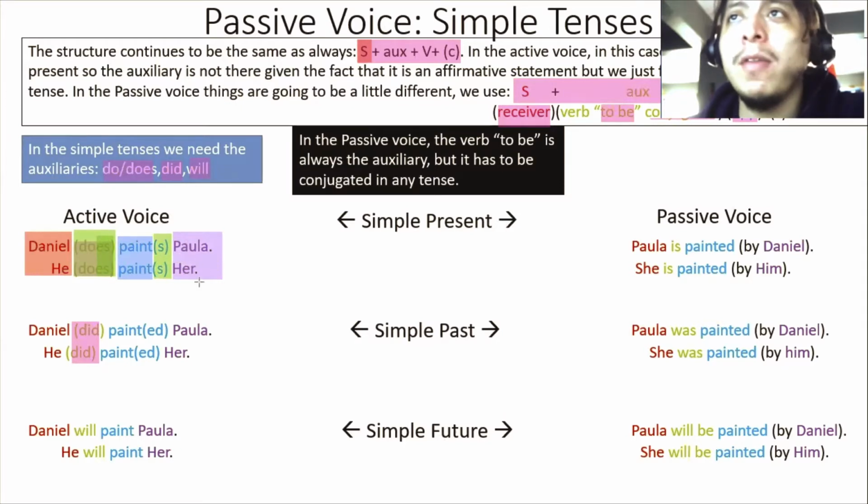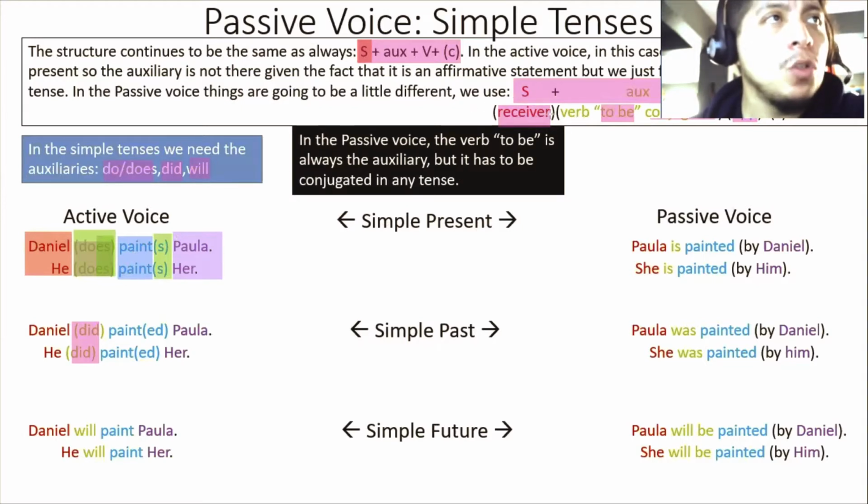People who are the object can be replaced with object pronouns, not personal pronouns. So her, not she. He, not him. He because he's the subject, her because she's the object. This is the simple present. Subject, auxiliary, verb, and complement. That's pretty much it. But what happens in the passive voice?